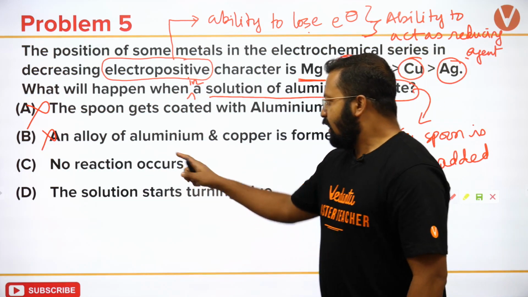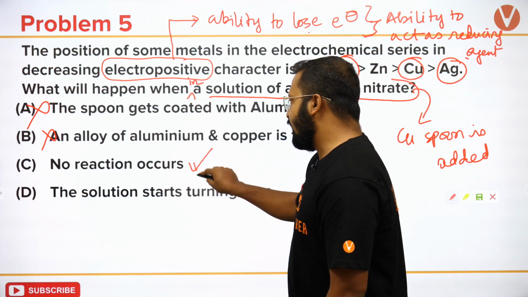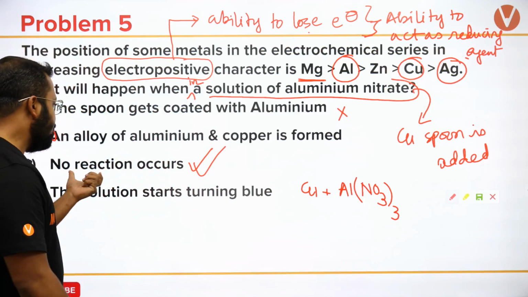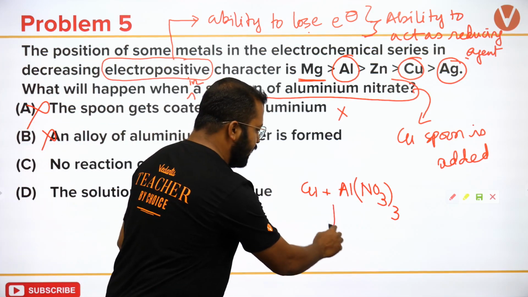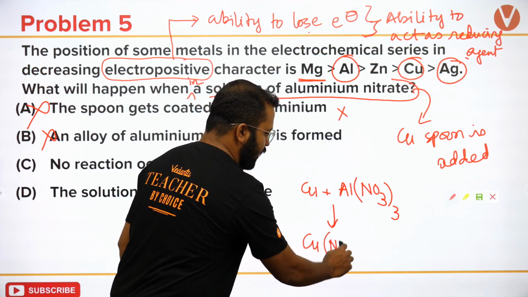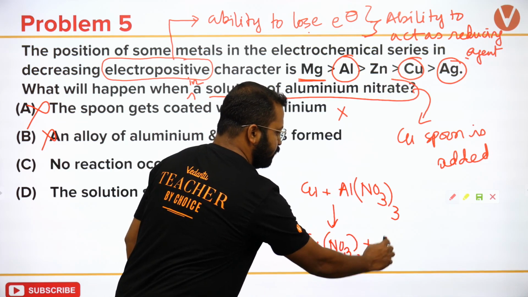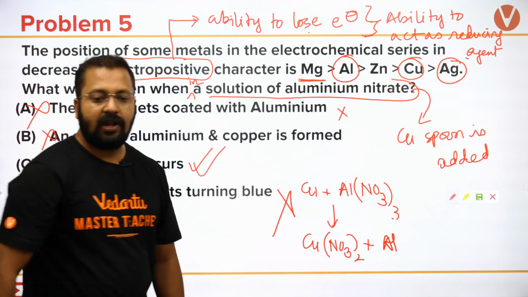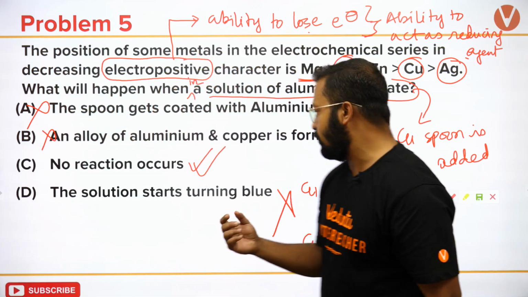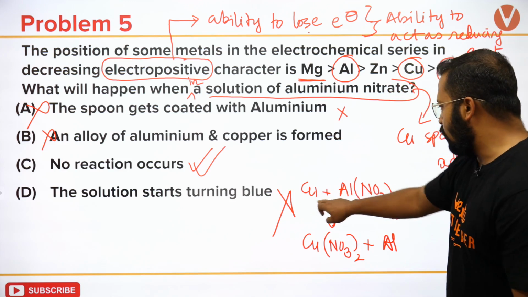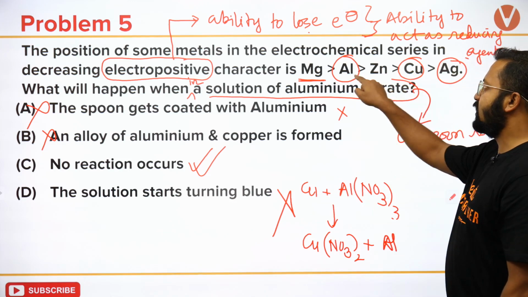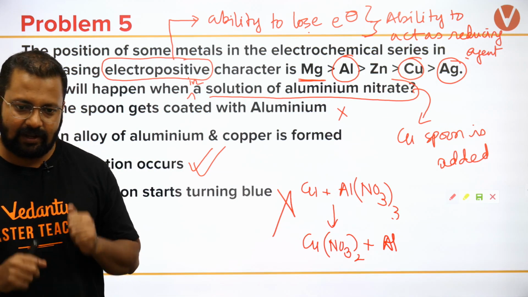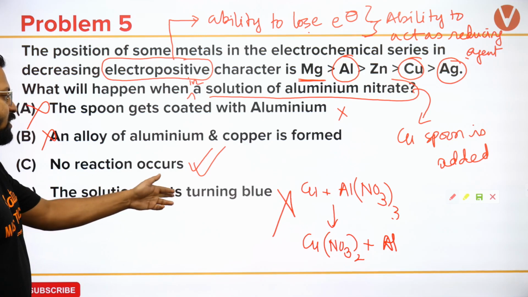Okay. No reaction occurs, which is the right answer, and a lot of people, very good guys, have given the right answer. Aluminium cannot be reduced. This reaction, Cu(NO3)2 plus Al, is not going to work, because copper's tendency to undergo oxidation is lower as compared to aluminum's tendency to undergo oxidation. Okay, clear?